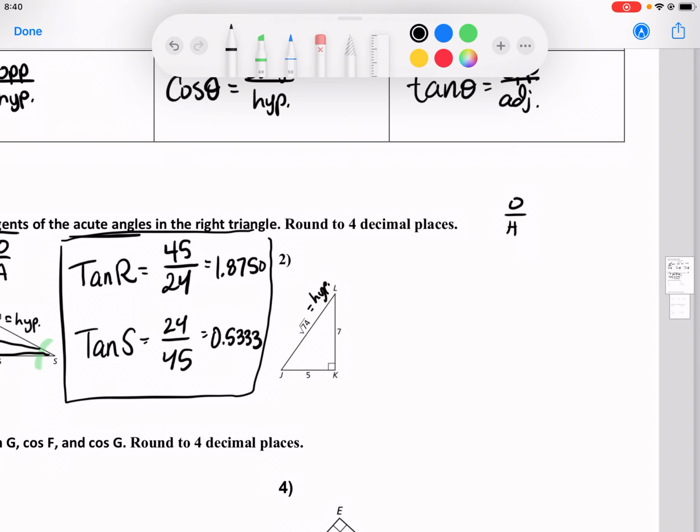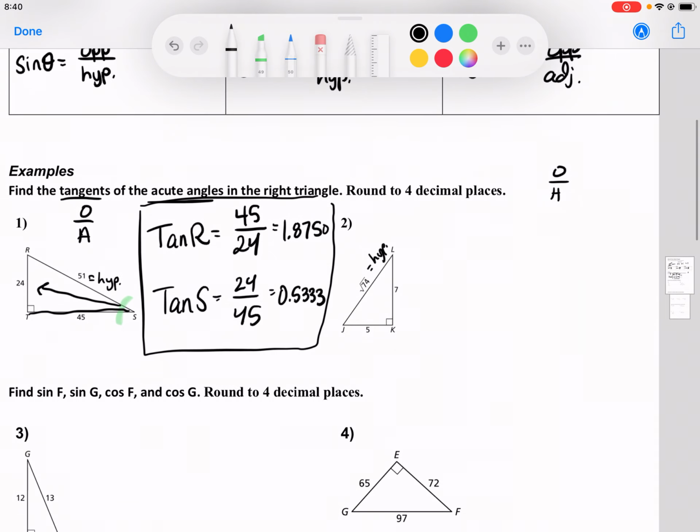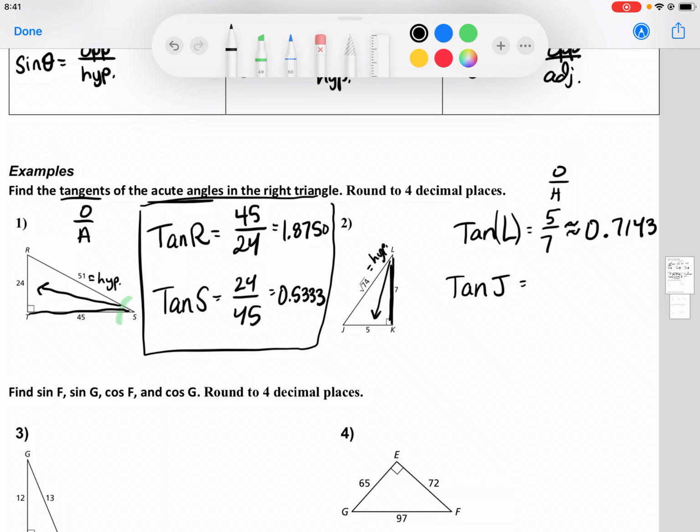All right, so number 2, same idea. We're going to find the tangents of both of the acute angles. So we have tangent of L. The opposite side from L is 5. The adjacent side, the one touching that's not the hypotenuse, is 7. Let's type that in. 5 over 7 is 0.7143 approximately. Then we'll do tangent of J, and tangent of J just goes the opposite because J is right here, so opposite is 7 over our adjacent 5. This is 7 over 5. If you type that in, it's 1.4, and this is not approximate, this is equal to, so it's 1.4000.